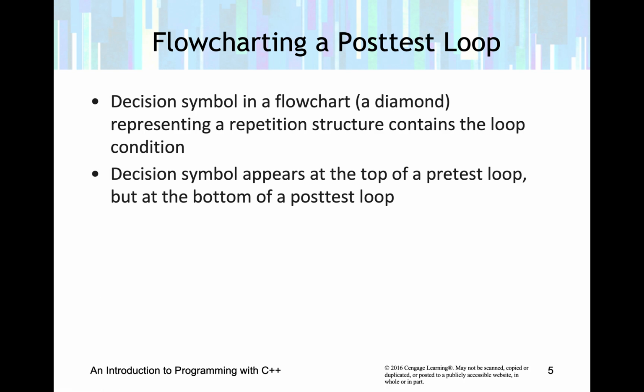The decision symbol in a flowchart is a diamond, representing a repetition structure and contains the loop condition. The decision symbol appears at the top of a pretest loop, but at the bottom of a post-test loop. So we're going to still use the diamond for this. We're using the diamond for the if statement because it has a condition. We're using the diamond for the while and the do-while loops.